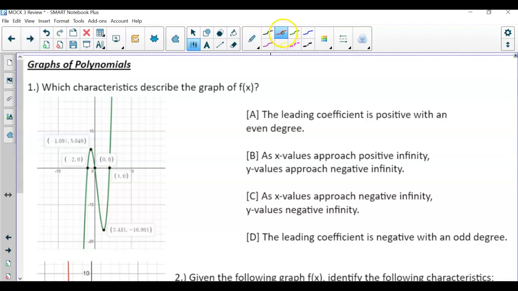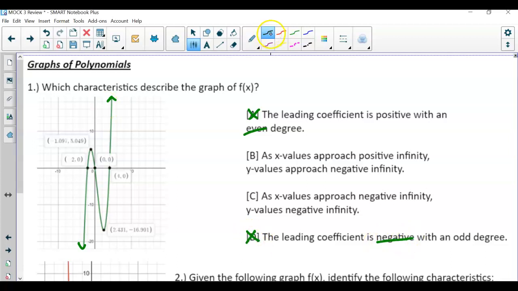So here I'm going to notice the ends of my graph. I notice that if they're going opposite directions, then I have an odd graph. So not even, but odd. I also notice reading it left to right that this is going up. So my leading coefficient needs to be positive, not negative. So it's not A or D.